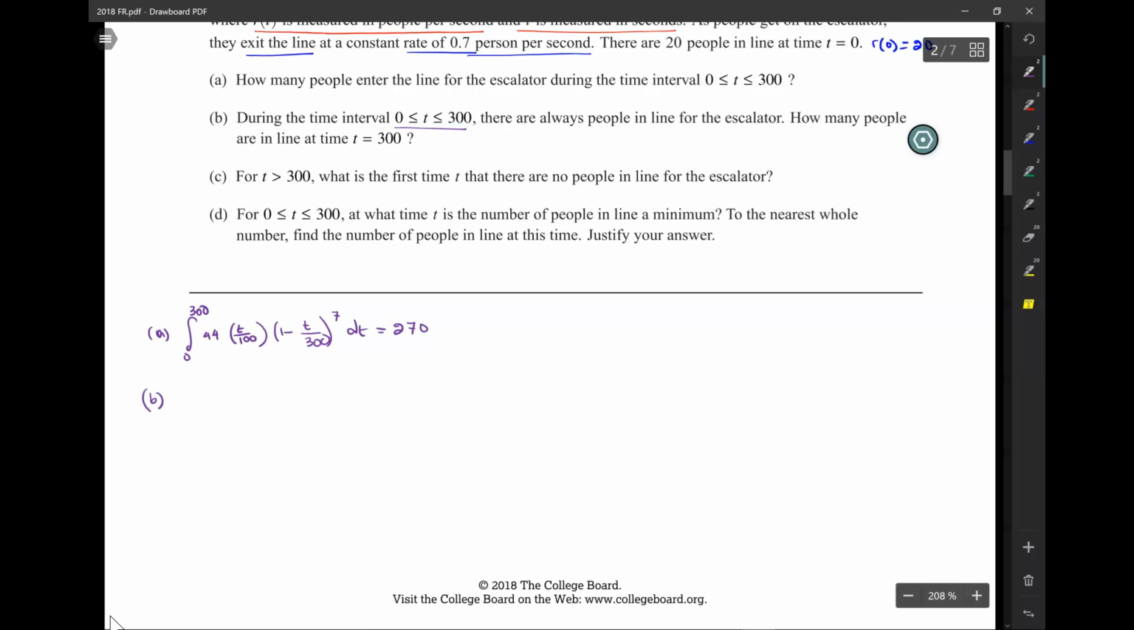During the time interval 0 to 300, there are always people in line for the escalator, because as some people are entering, others are leaving, but there's always somebody there. How many people are in line at time 300? Look at what happened. There were already people there when it started. Some people started coming in, some people started leaving. So first of all, we want the rate of change of the number of people in line.